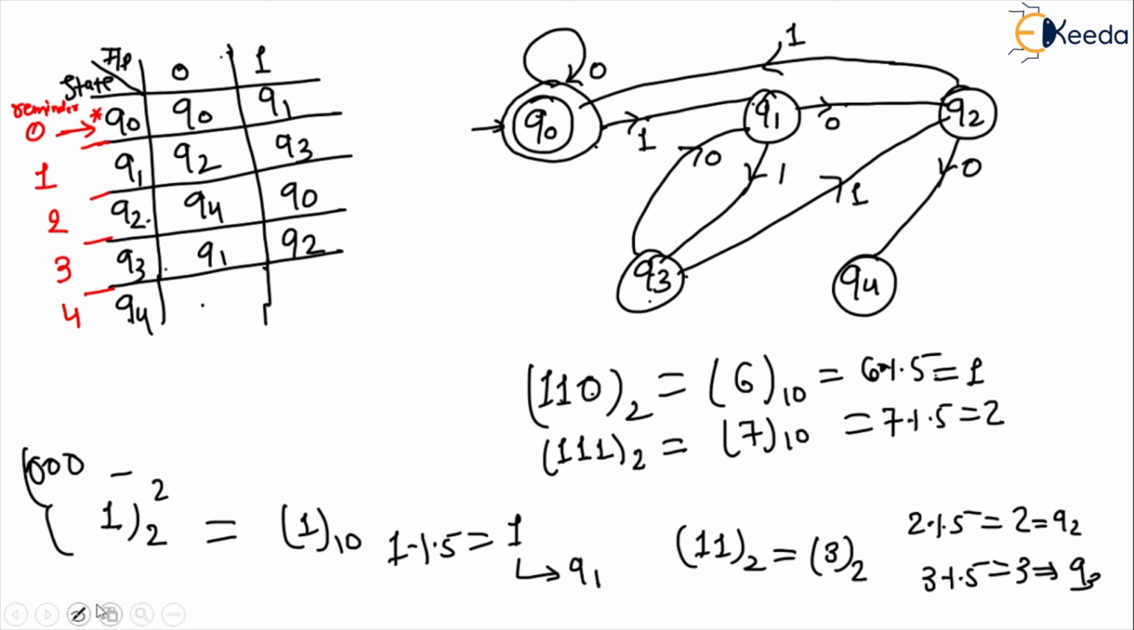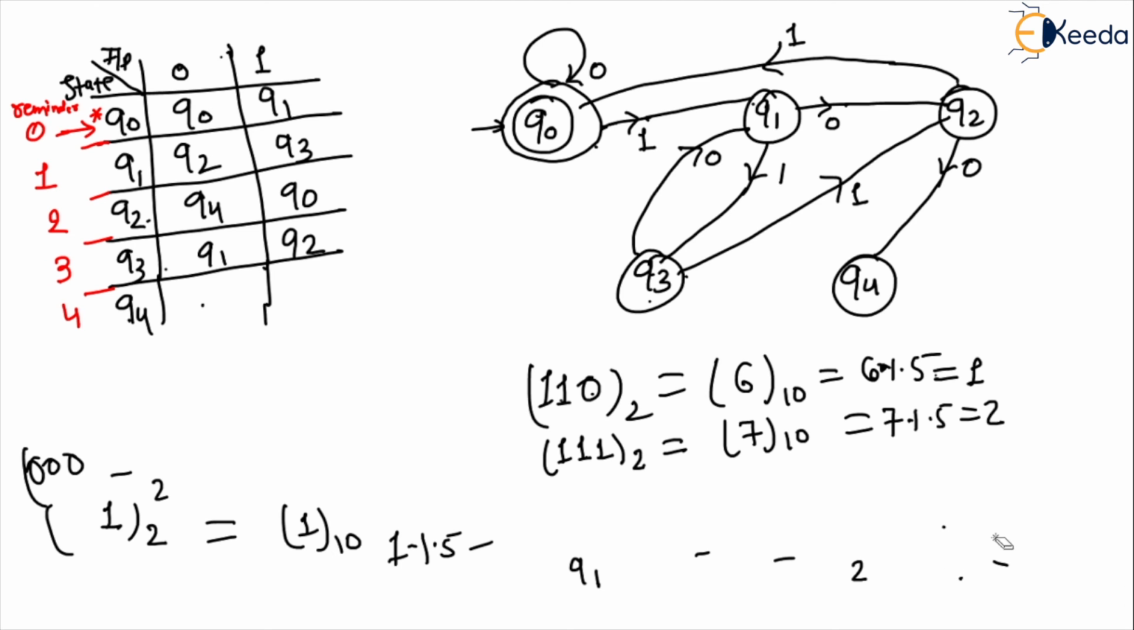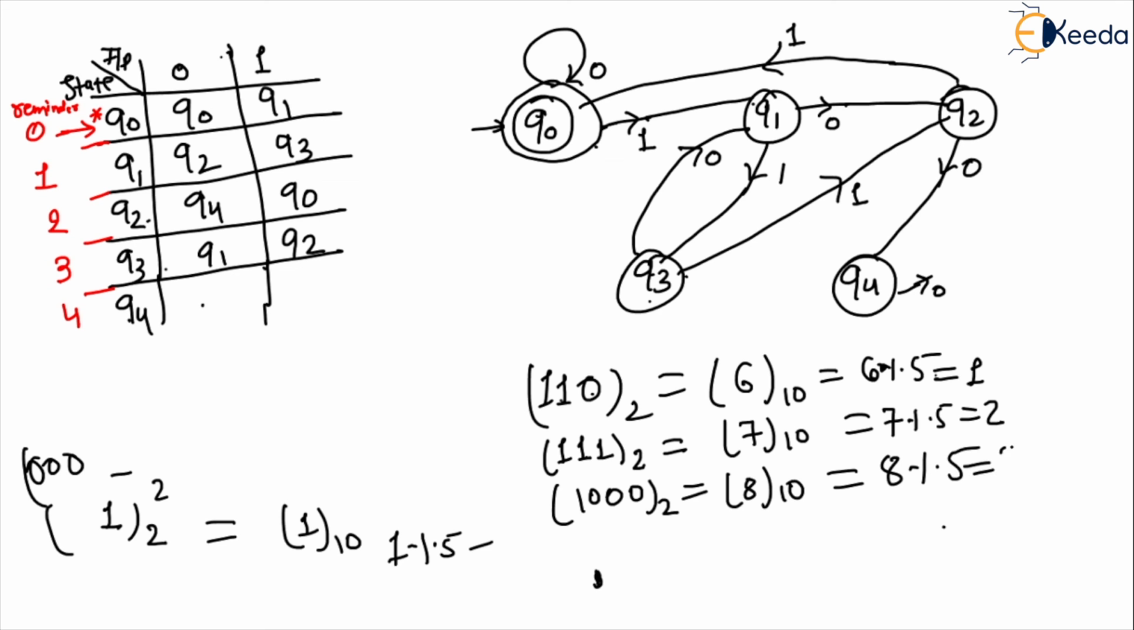So what is the string to reach Q4 state? To reach Q4 state, the string is 100. You can use any direction. So to reach Q4, the string is 100. And when you apply 0 on this, it becomes 1000, that is equal to 8. And 8 mod 5 is 3. When you divide 8 by 5, the remainder is 3. Means on input 0 from Q4 you go to the Q3 state.